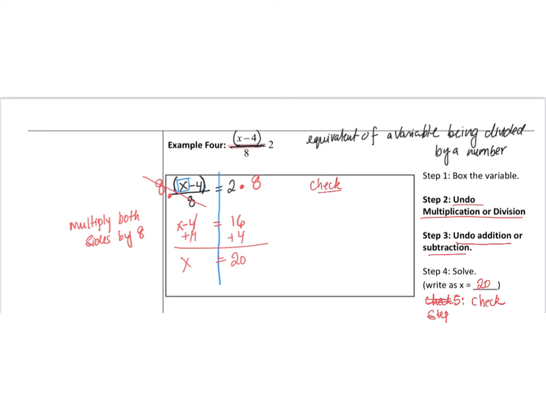And then my check is going to be that it's 20 minus 4, that entire thing divided by 8, and I'm wondering if it equals 2. And so if we solve this using our order of operations, we can see that 20 minus 4 is 16. I end up with 16 over 8, and I'm wondering, does that equal 2? 16 over 8 is indeed 2, so 2 does equal 2. Check, we're good.